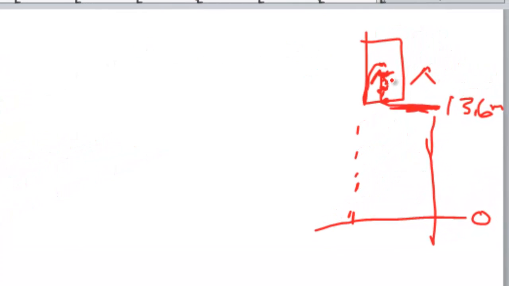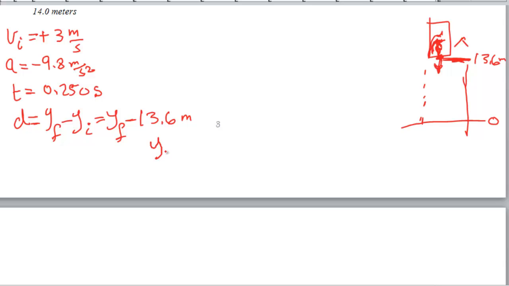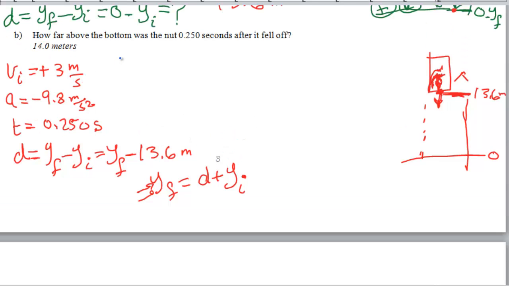Okay, so after we find the displacement, we can find the final position, y final. Notice here the displacement will be from this point to the final position. If the final position is here or here or here, whatever it is, or even here, it will be from the initial position to the final position, whether it's up here or up there. So in order to find y final, we have to add the displacement to y initial. Okay, this will enable you to find y final, which will be displacement plus 13.6, because y initial is 13.6.